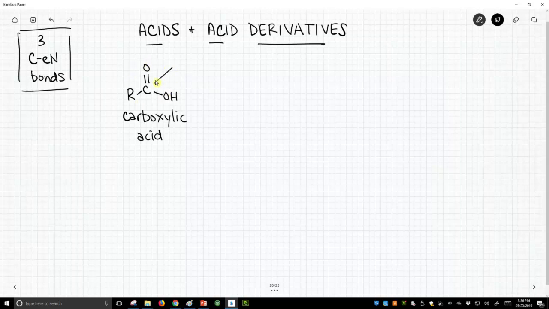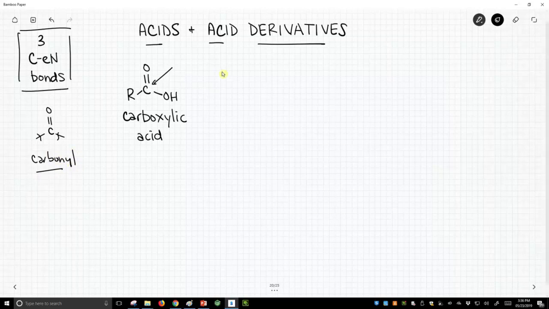Note that this carbon has 3 bonds to a more electronegative atom, 2 bonds to one oxygen, and then 1 bond to another. Carboxylic acids also have this C=O double bond in them, and that's an example of a carbonyl. So a carboxylic acid is a carbonyl-containing functional group.